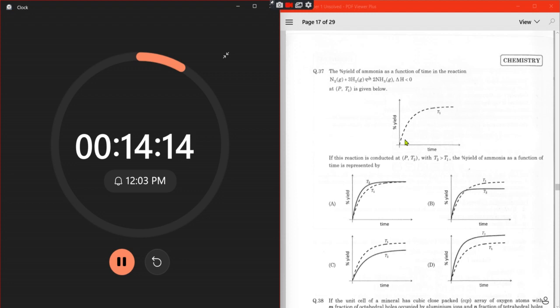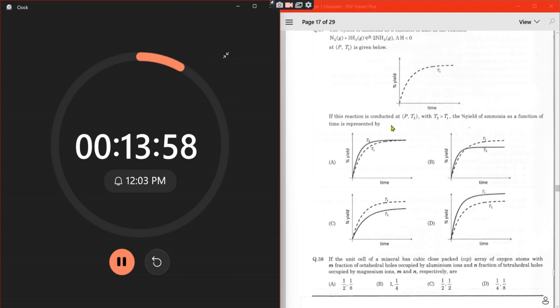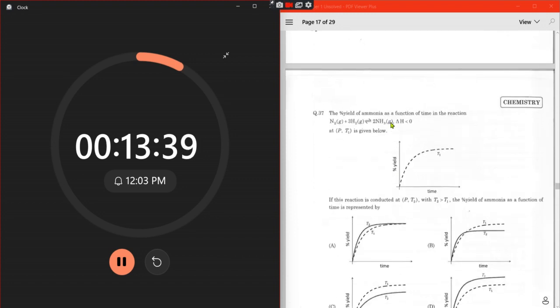Understood. Okay, it's given with time, at some certain pressure and temperature. If this reaction is conducted at P T2, so same pressure but I increased the temperature. The percentage yield of ammonia as a function of time is represented by... okay, what do you know? We can use K and so on, and delta H is negative. That's all it's clearly saying.